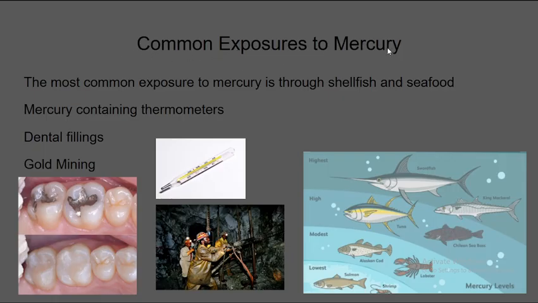Alright, common exposures to mercury: dental fillings, gold mining, which is an occupational hazard, and mercury-containing thermometers. One thing to note is that inside of the glass, the mercury is not harmful, but if, say, the glass burst inside of someone's mouth and they ingested the mercury, then it would be harmful. And here's another food chain of the mercury showing where it's at its highest and lowest concentrations.